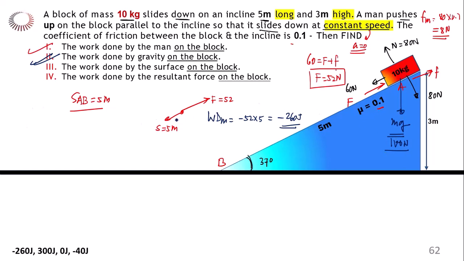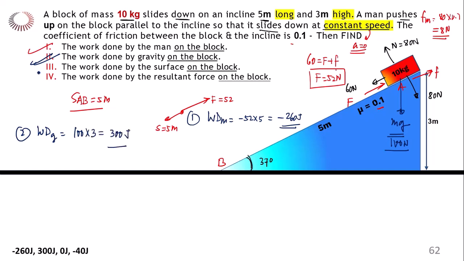So this is the first part. Second part is work done by gravity, mg. That is, the particle is moving downward. So when the particle moves downward, the work done by gravity is going to be positive. So 100 and vertical distance 3, that is 300 joule.